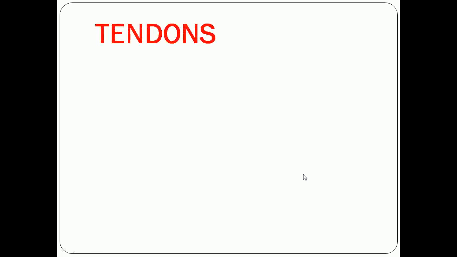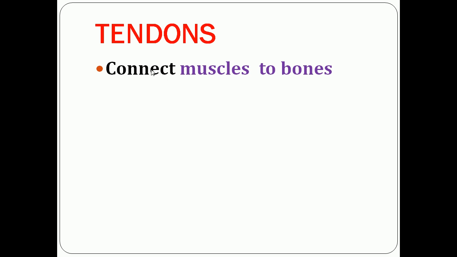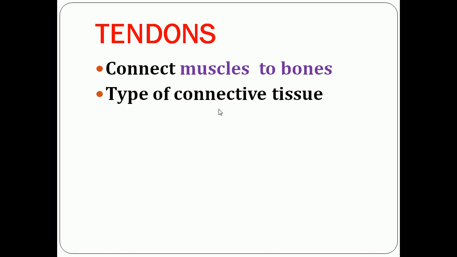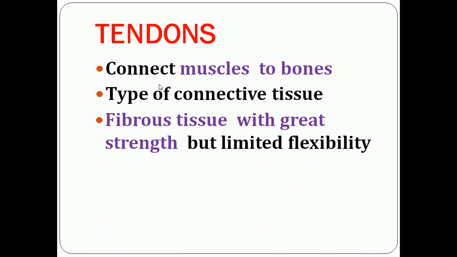The next type of connective tissue is tendons. So what is the function of tendons? It is a connective tissue which connects muscles to bones. Tendons are a fibrous tissue which has great strength but less flexibility.